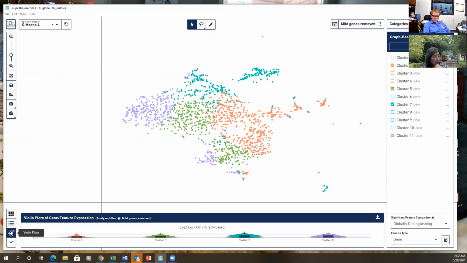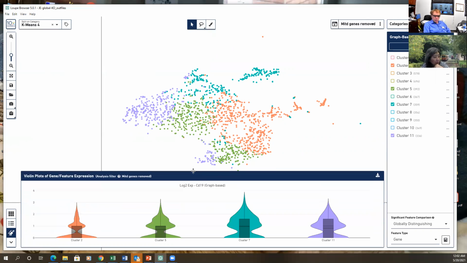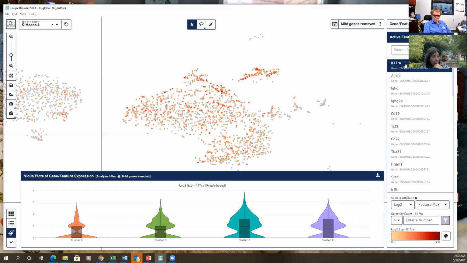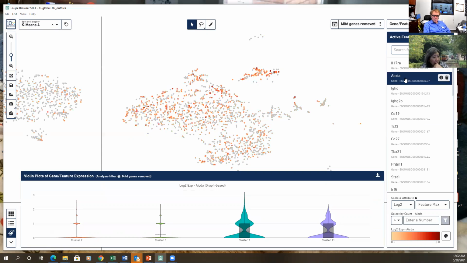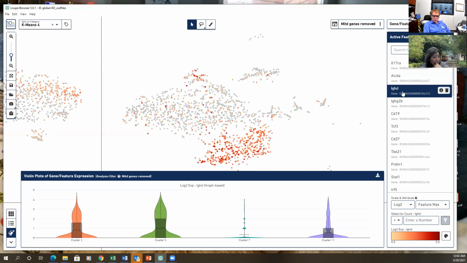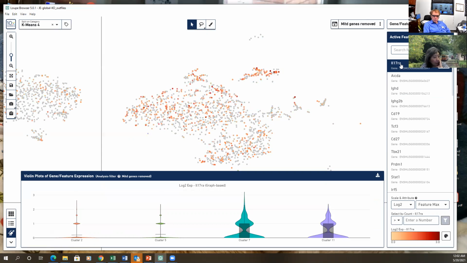When you go here, you see this is CD19, and then you can do any gene you want. IL-17, AID, IgD. Can you do IL-17 again? So it's in cluster 7. Which one? Right, 7.